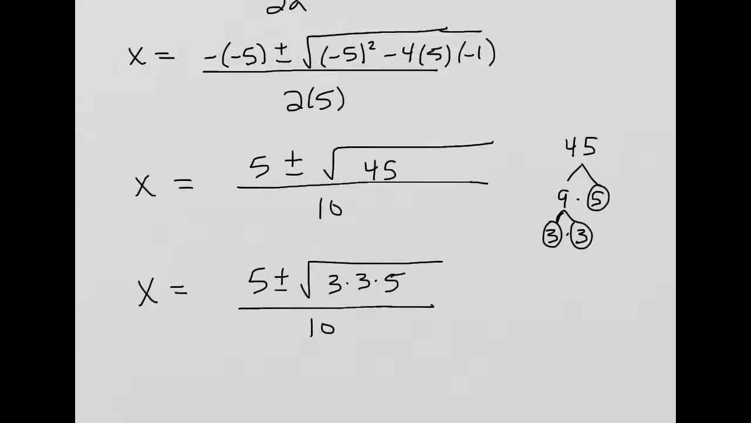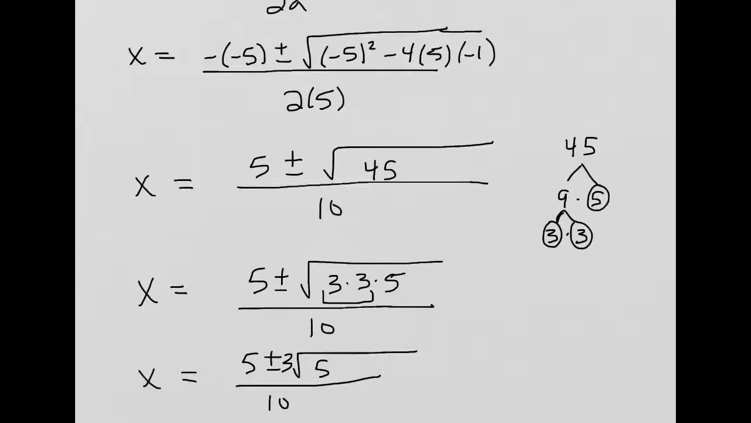And now if I simplify that, remember how square roots simplify. Square roots are just taking half of your factors, meaning for every group of 2 factors, we can pull one out. So because I have 2 factors of 3, I can pull a 3 out. And then there's still a 5 stuck underneath. On the bottom, I just have 10.